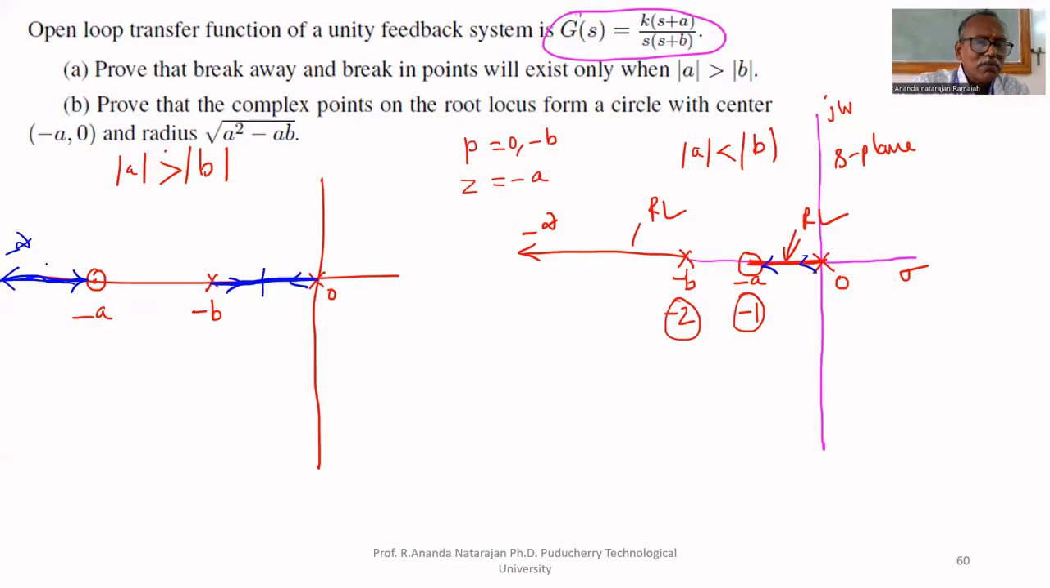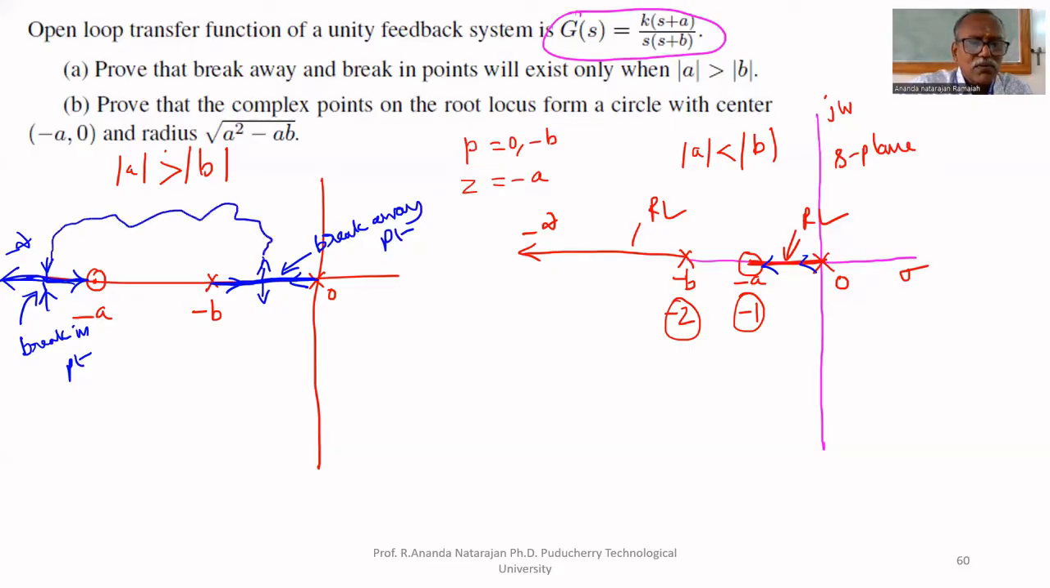Therefore, some branch must come and join here. One branch goes to this side, another branch goes to that side. That is called break-in point. This is coming out; therefore, this is called breakaway point. So the root locus will be like this. Somehow it will come and join here, and this also comes and joins here.